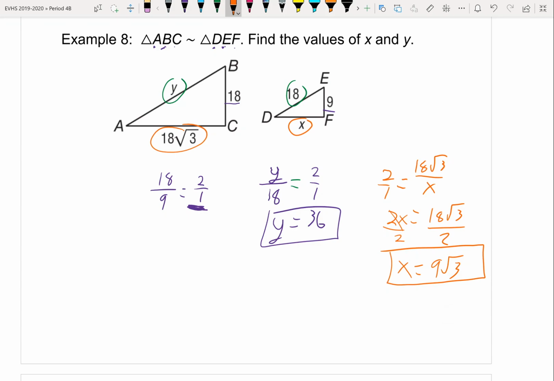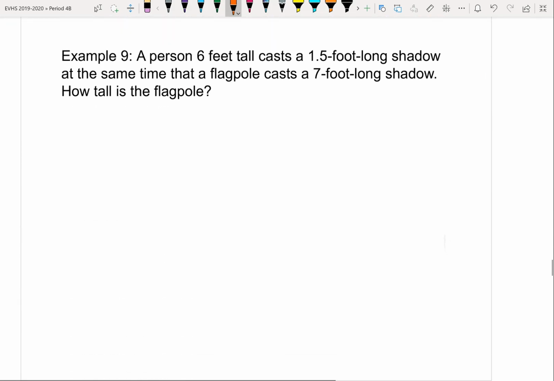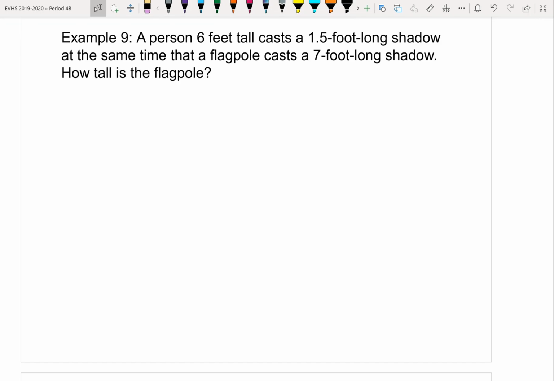Okay, moving on. Number 9. A person 6 foot tall casts a shadow that is 1.5 foot long. So basically, here's what's going on. I could go to the trouble of drawing all this fancy stuff. Really, anytime I'm doing these, I'm just going to draw very basic, simple triangles. I've got a person that is 6 feet tall and has a 1.5 foot shadow.